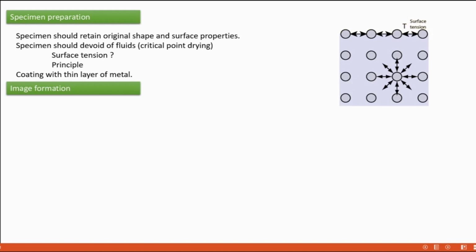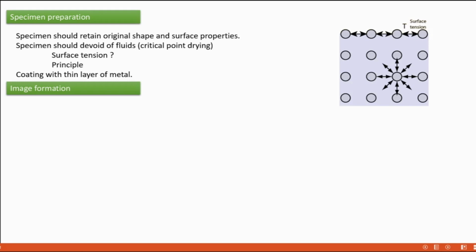Before this critical point drying, first we are treating the specimen with a series of alcohols. After this treatment, we apply the principle of critical point drying for taking off all the liquid or fluid matter from the specimen. After it is dried properly, what are we doing next? After it is dried, it is coated with a thin layer of metal, maybe carbon or gold.